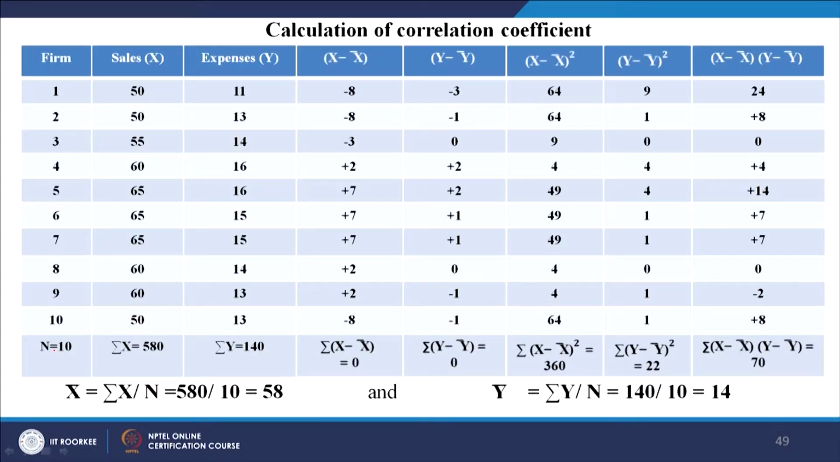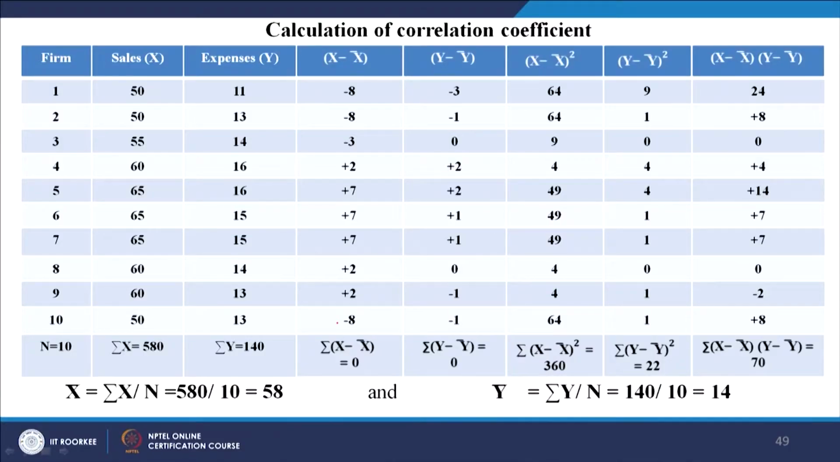So, these are my firms. There are 10 firms, sales is given. My summation of the sales is 580, summation of my expenses is 140. Now, I need x minus x bar. So, what is the formula? Covariance divided by standard deviation of x into standard deviation of y.